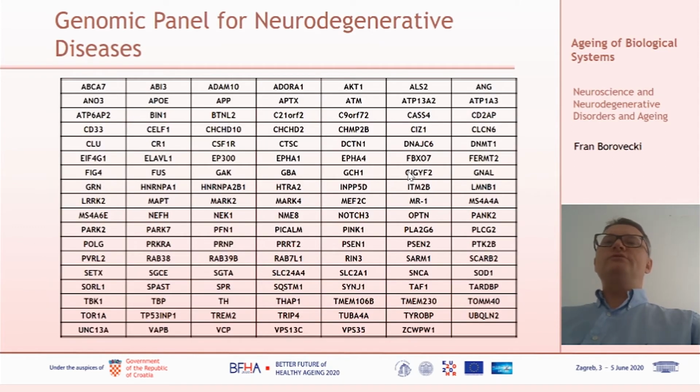So how do we do this and what are the results? This is one example of a genomic panel for neurodegenerative diseases. We've developed a panel with 125 genes where we've put genes which cause ALS, amyotrophic lateral sclerosis, frontotemporal dementia, Parkinson's and Alzheimer's disease. I'm not going to go into the rationale much, but by analyzing those 125 genes, we can find the most common genetic mutations involved in the development of those diseases.